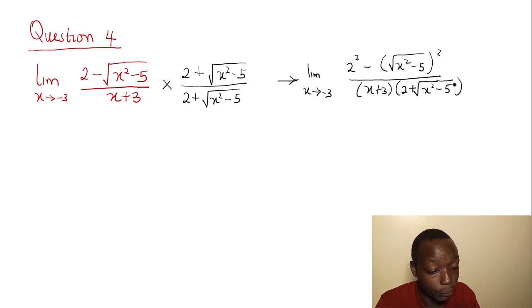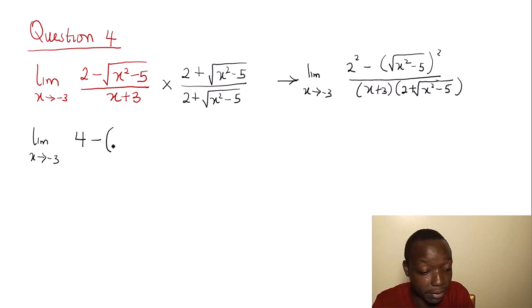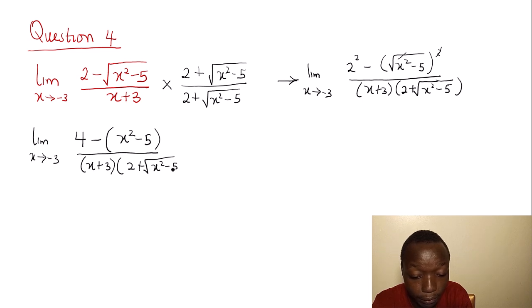Okay, so if you simplify the numerator, you're going to have the limit as x approaches -3 of 4 minus. Now, whenever the bracket is the second one, don't ignore the bracket. So this square cancels the square root, so you're going to have the bracket x squared minus 5, over x plus 3, and you have 2 plus the square root of x squared minus 5.